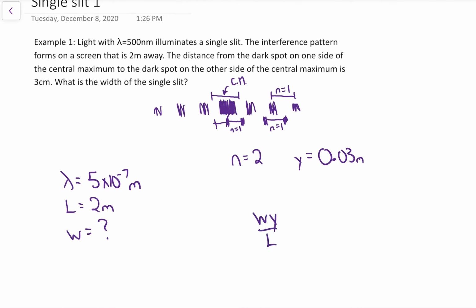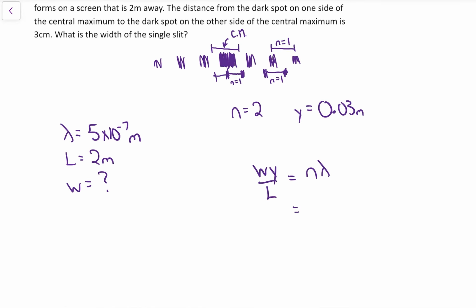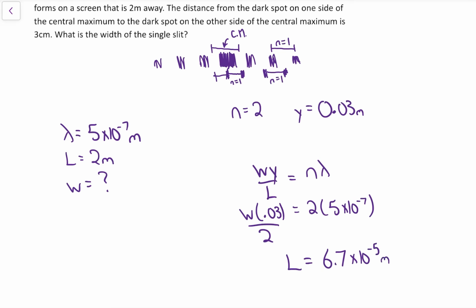I've already done the thinking, so I know that on the right hand side of the equation, the n lambda side, the n that I'm going to put in there is 2. And then it's just a matter of plugging the other numbers in. I don't know W, I know Y is 0.03, I know that L equals 2. Sorry, I got a little bit messy there. If I rearrange and solve, multiply by the 2, divide by the 0.03 and crunch it all out, I get the number 6.7 times 10 to the negative 5 in meters.